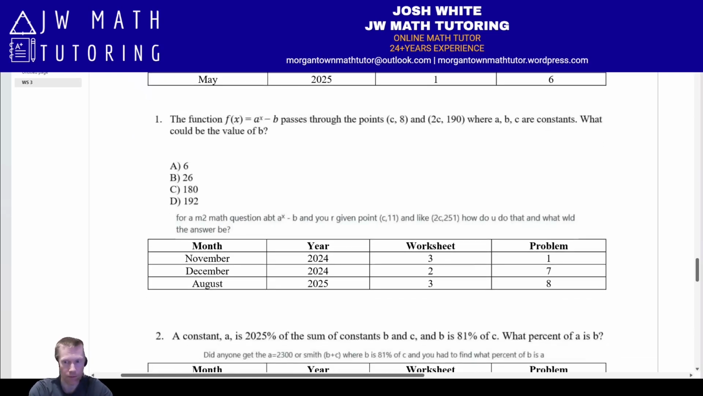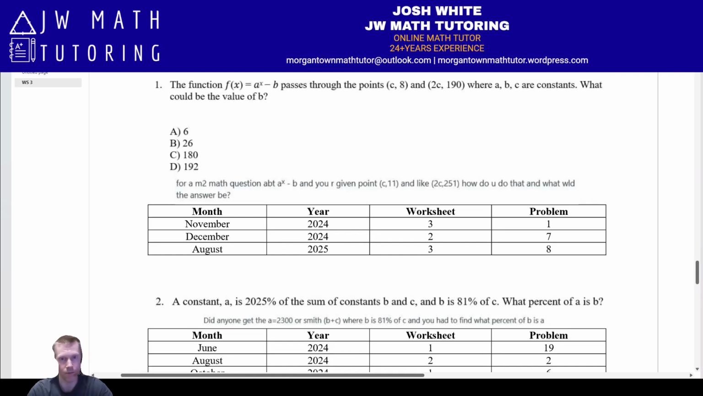Next up, a common problem that's been featured many times. Basically, it's an exponential function. You're given 2 points. They both have a constant in it, usually c. And then they ask, what could be the value of b in this exponential function? This is one that can very easily be done in Desmos very quickly as well. Again, it's been featured multiple times. You can see the months and years on the screen there, but definitely make sure that you know how to do this one.